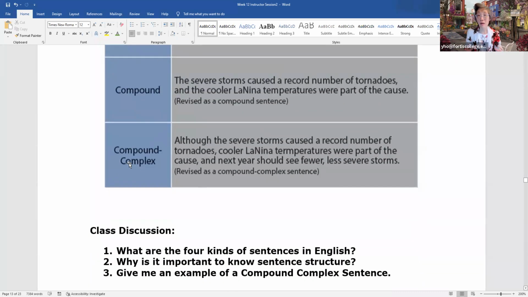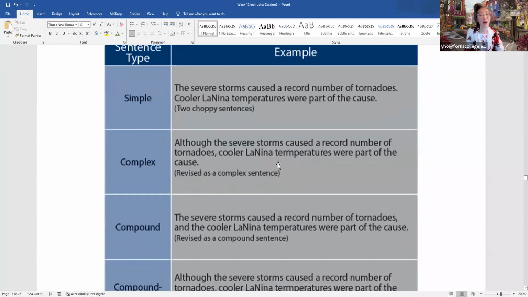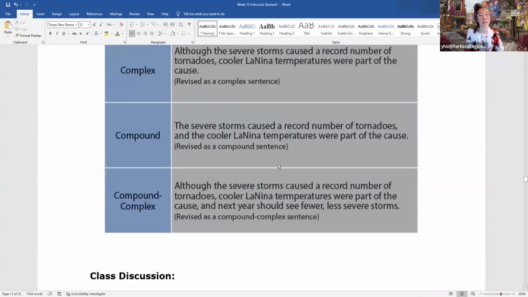But when you have a compound complex sentence, you have 3 sentences being put together. So that is what makes a compound complex sentence interesting, is that you can combine more sentences together, and then it makes for less reading for the reader. Okay? Although the severe storms caused a record number of tornadoes, cooler La Nina temperatures were part of the cause, and next year we should see less severe storms. So you can add in an extra idea that didn't exist in the simple, complex, and compound sentences.